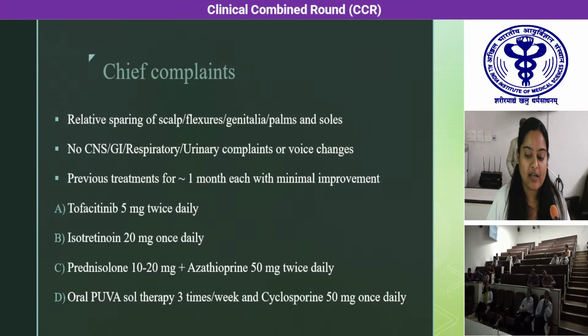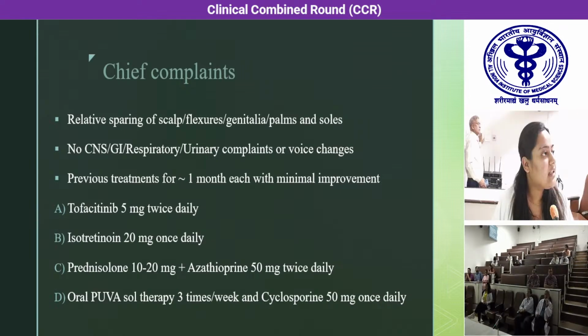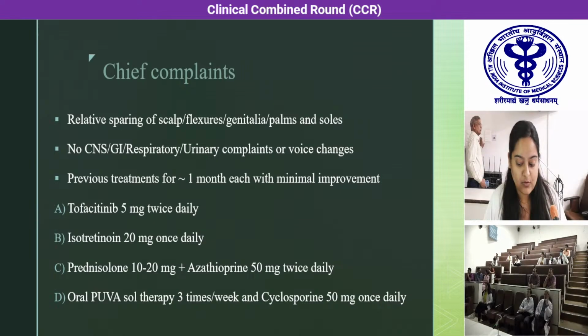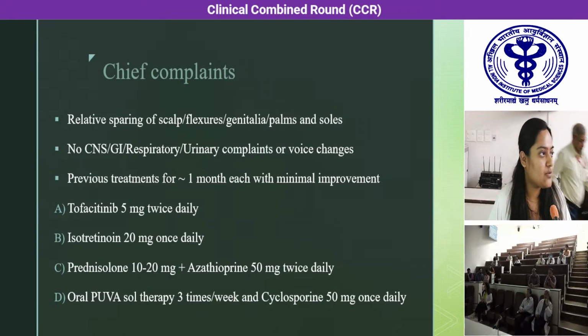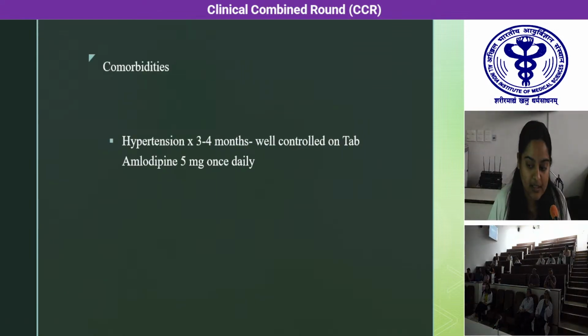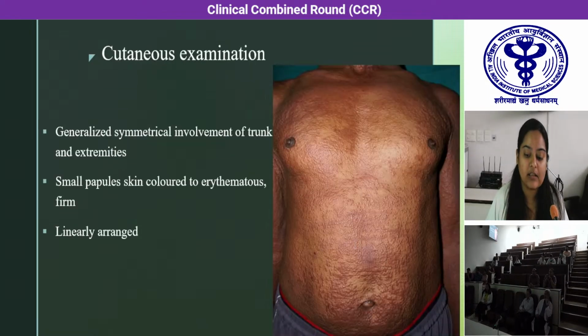Patient had relative sparing of scalp, flexures, genitals, palms, and soles. There were no other systemic complaints. With these complaints, patient had received multiple treatments, that is tofacitinib, isotretinoin, prednisolone with azathioprine, and oral fluconazole therapy, for around 1 month each, with minimal improvement. His comorbidities: he was a known hypertensive since 3 to 4 months, which was well controlled on tablet amlodipine 5 milligram once daily.